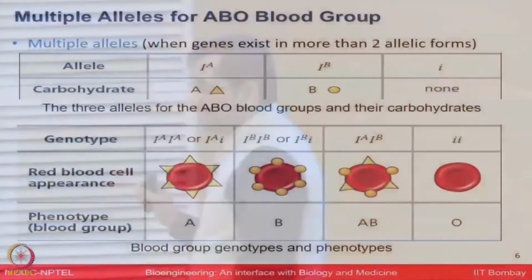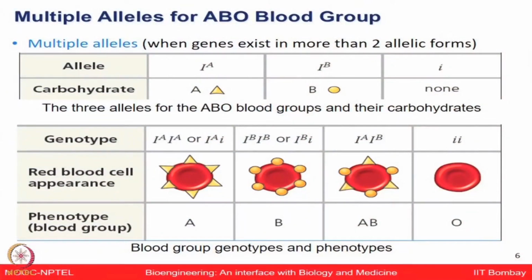So let's start putting this in genetic terms. We are saying that A and B are dominant traits in this case, right? We are talking about multiple alleles of a given gene. For A blood group, capital I, capital A is how you denote it. B blood group, capital I, capital B. When it is the small form of the allele, small i, none of the carbohydrate is present. In this case, A carbohydrate is present in the A blood group and B carbohydrate is present in the B blood group.